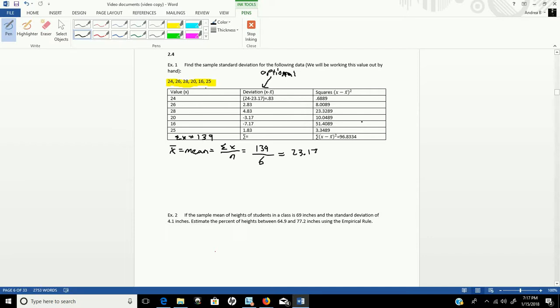After you do that, you then add up this column. So once again, this notation here means that you're finding the sum of that column. And the sum of that, we get 96.8334. So we use that to find our next value, our S squared.